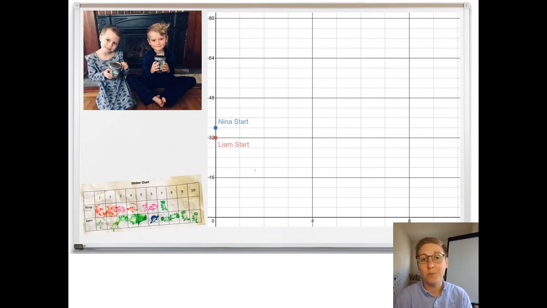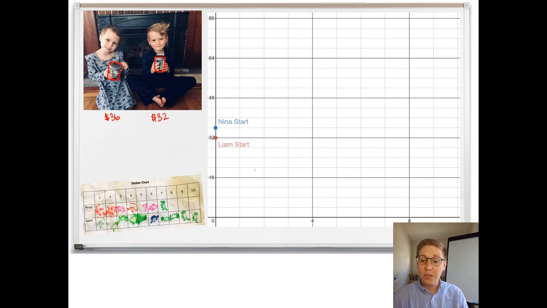In this case, we have my two kids are saving money. Nina here has a jar of money so far that we've counted, and we know that she has $36. And then Liam has a jar of money that he's counted and he's saved up, and he has $32.